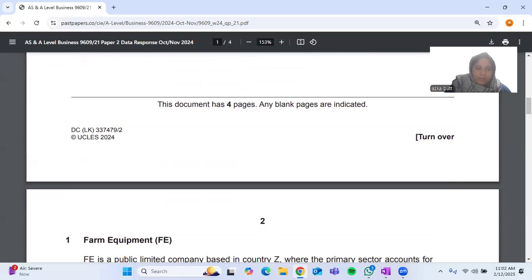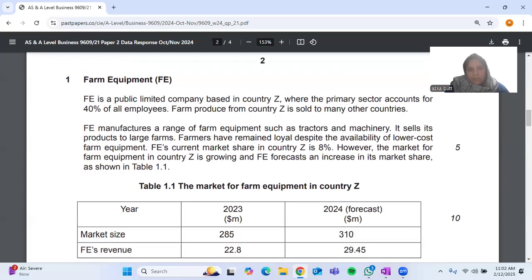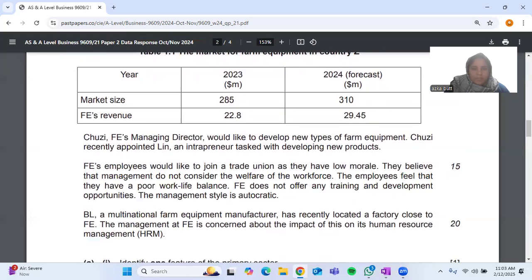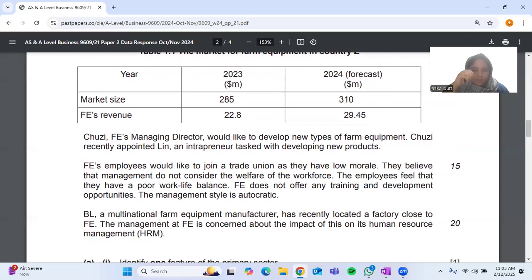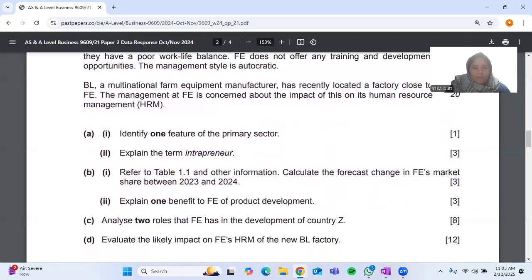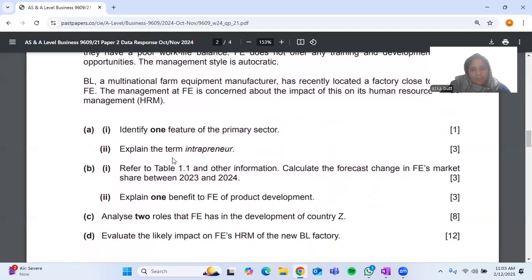So now let's read the questions first. My suggestion is that if you are going to watch the whole video, it's good if you read the case study on your own, and after that come to this video and watch. Okay. So here we have some questions. In the A part, this is a one marker question: identify one feature of the primary sector. Here it's very simple. You just need to identify one feature of the primary sector.